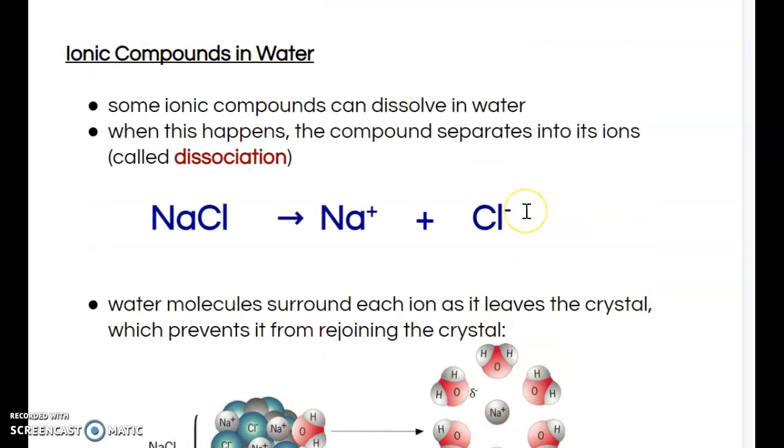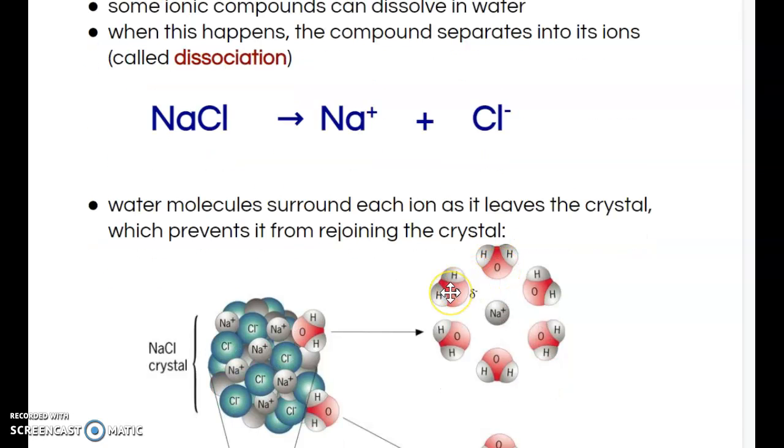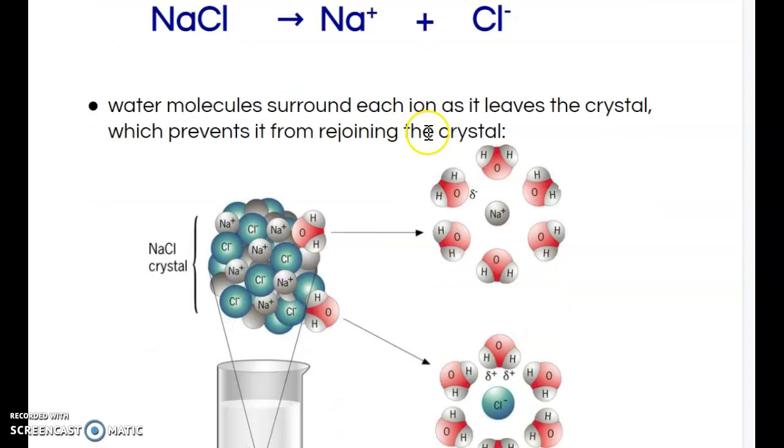So what happens when sodium chloride, or table salt, gets put into water? It dissociates from itself. The sodium and the chlorine separate from each other, and then they get surrounded by water molecules. Water molecules surround each ion as it leaves the crystal, which prevents it from rejoining the crystal.